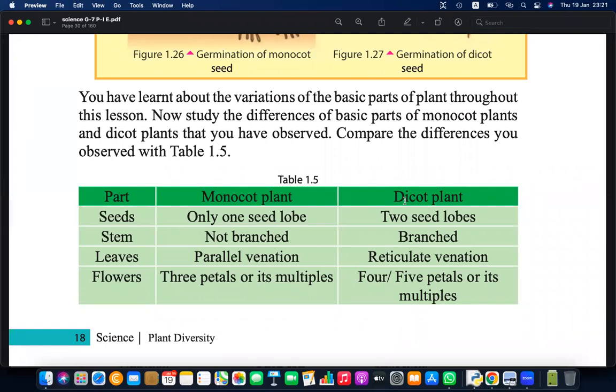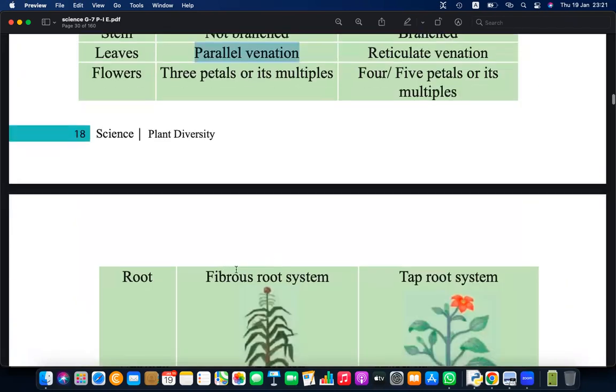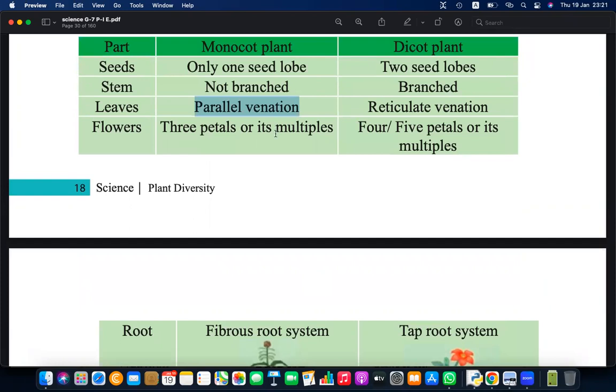Monocot seeds have only one seed lobe, and the stem is unbranched, with parallel venation, and with the parallel venation the root is basically fibrous. And this is something new we didn't learn that time: the flowers have 3 petals or multiples of it. So it's 3 or 6 or likewise 9. That is how you can see it in the flowers.